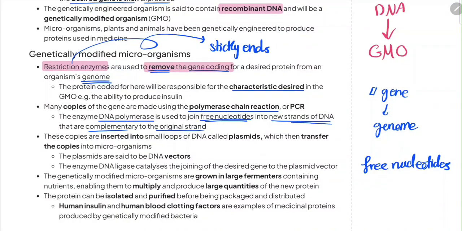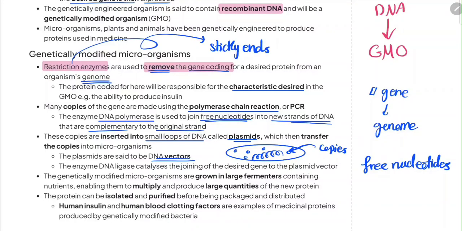Okay? These copies are inserted into small loops of DNA called plasmids. Of course, if we have some sort of bacteria, and this bacteria has plasmids in it, these are the small loops of DNA. The copies that we made are going to be added to the plasmids. And the plasmids are said to be DNA vectors.